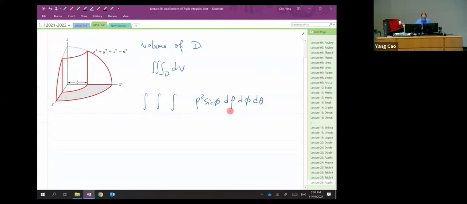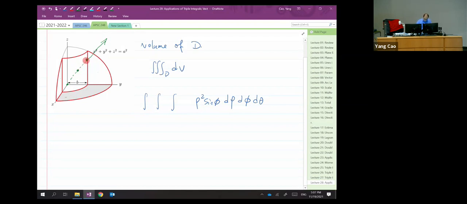So the first step is to identify the rho limits. For the rho limits, you start from the origin, then you draw an arrow line out of this region D, crossing this region D. So there will be a first contact over here and then another contact on the outer surface. That's how you find the limits. First contact gives you rho min and second contact gives you rho max.